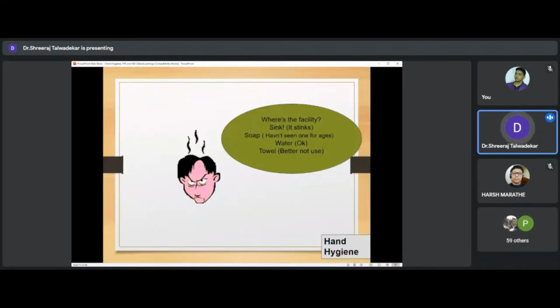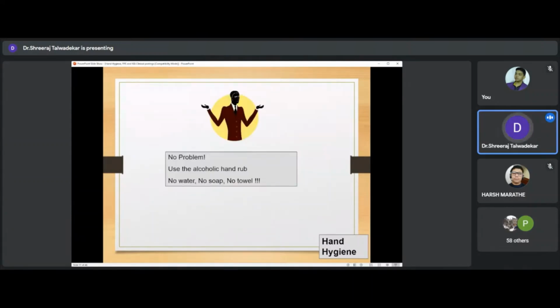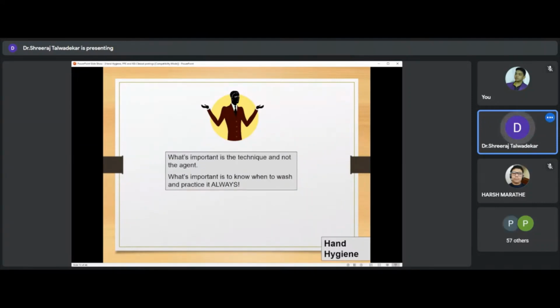So hand hygiene, everyone knows about it. What is there to teach about it? You'll think in those terms, "ये क्या sir सिखा रहे, हाथ कैसे धोने का, अरे हमको तो सबको मालूम है." But where is the facility in the wards? If you see, the sink is very bad. It is stinking, not clean for many days. The soap has been used by Ramesh, Suresh, Naresh, anything of that sense is required. But you should always remember that the technique is more important than the agent which you use. Like I said, you can either do a soap and water hand wash or an alcoholic hand rub.